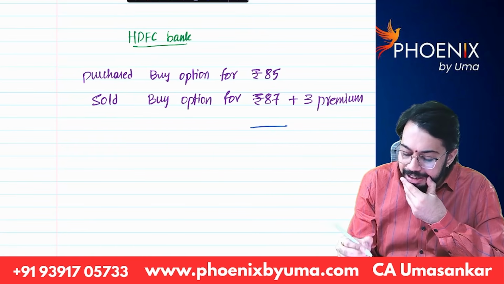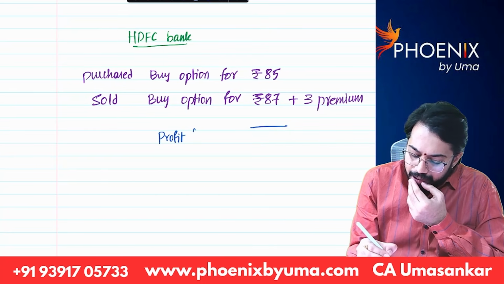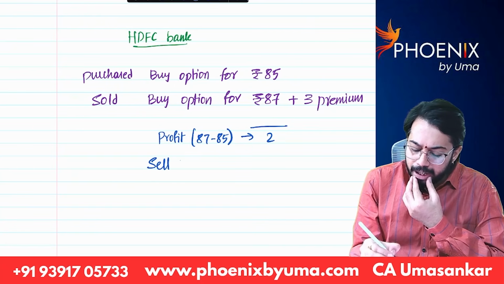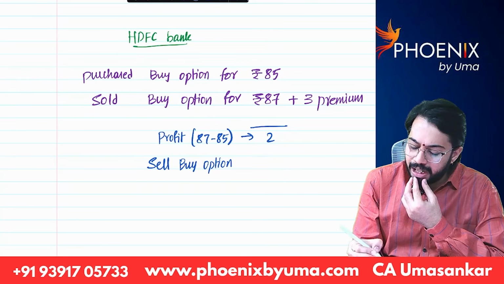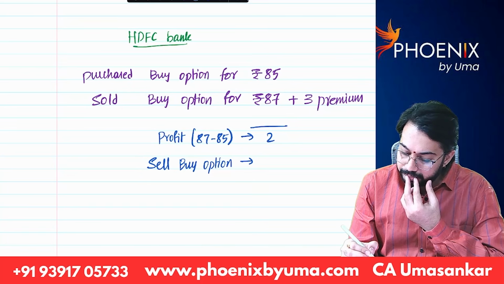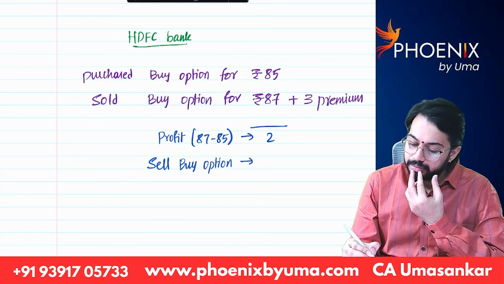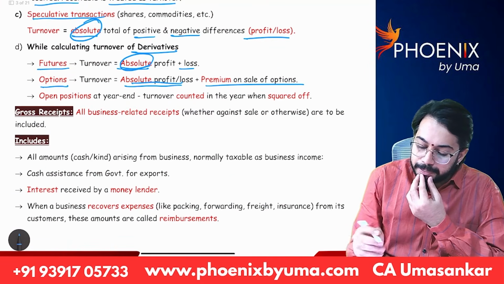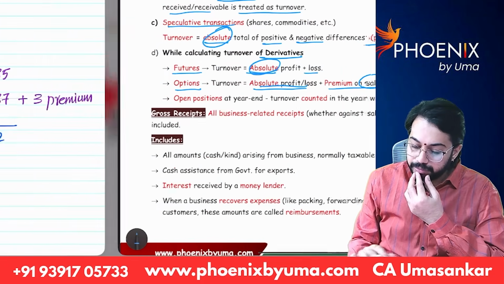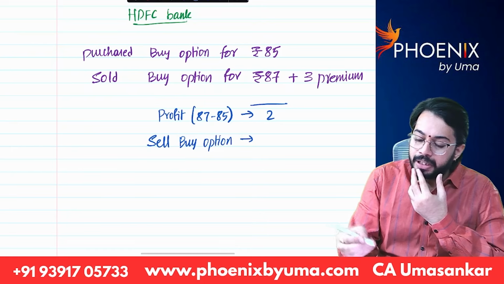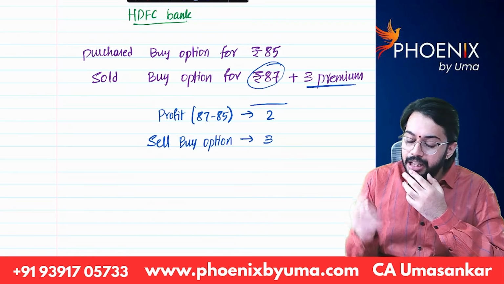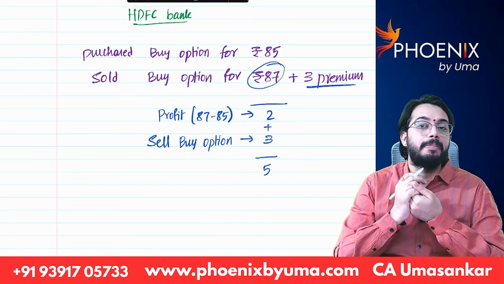Now, how much is my profit? My profit is 87 minus 85. My profit is 2 rupees. Next, whenever I sell buy option, how much amount I receive? Whenever I sell buy option, I will get absolute profit or loss plus premium on sale of options. So whenever I sell 87 rupees option, how much premium I have received? I have received premium of 3 rupees. So how much is my turnover? My turnover is 5 rupees. Are you able to understand?